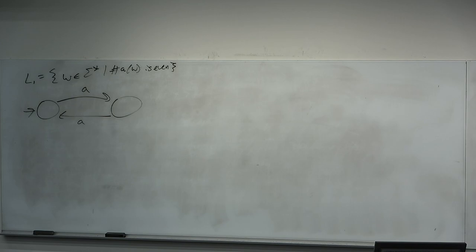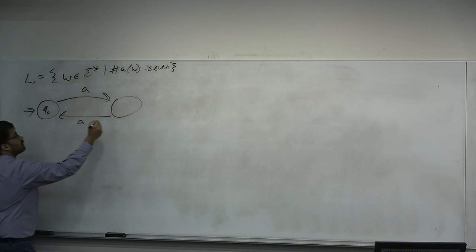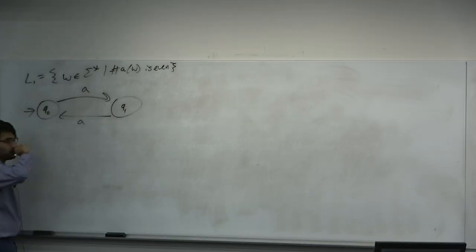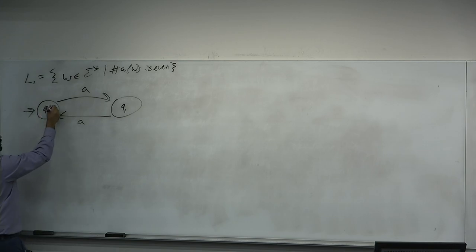This is like a clock in some sense. Every time you see an A, you'll switch between the two states. But one of them should be accepting. Let's call this Q0. And let's call this Q1. Which state should be accepting? Q0 should be accepting. Is the empty string in this language? Yes. The number of A's in the empty string is 0. So yes.